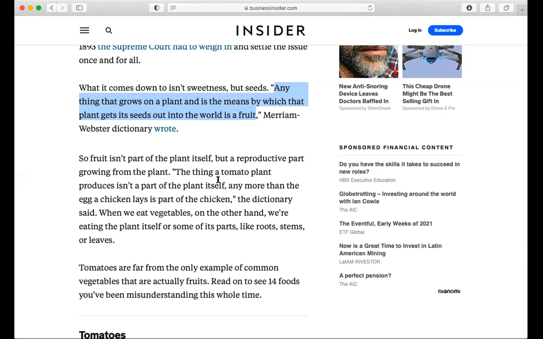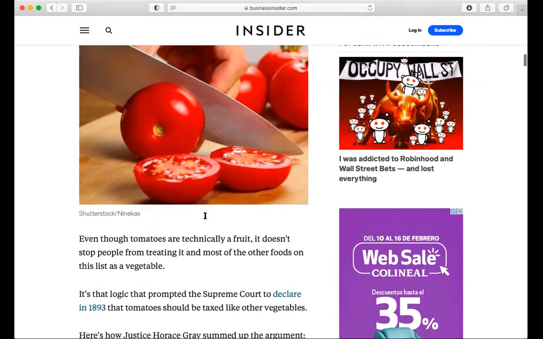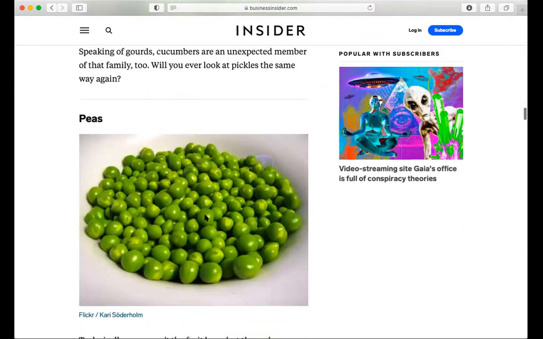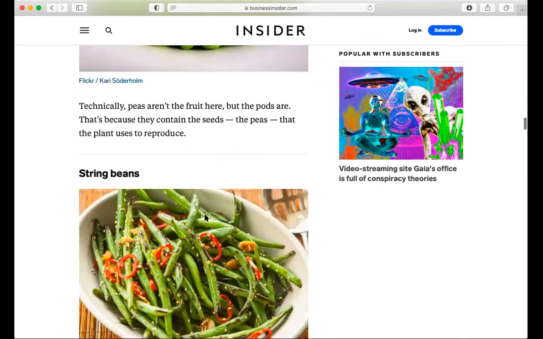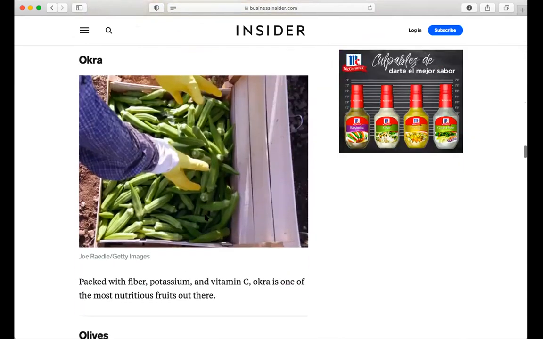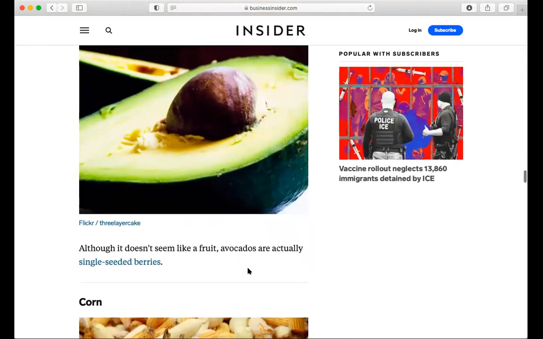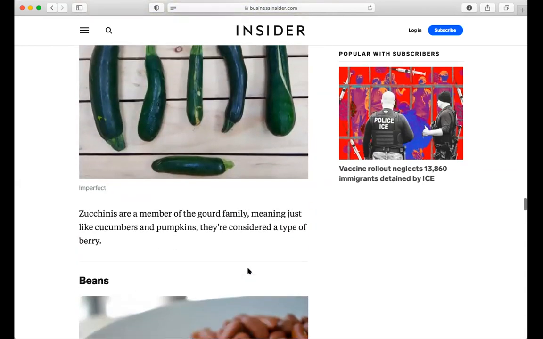Anything that grows on a plant and is the means by which that plant gets its seeds out into the world is a fruit. So the fruit isn't part of the plant itself, but actually a reproductive part growing from the plant. So tomatoes are fruits, peppers are fruits, pumpkins are fruits, cucumbers. Peas aren't the fruit here, but the pods that carry the peas are. String beans, eggplant, okra, olives, avocados. It doesn't seem like a fruit, but avocados are actually single-seeded berries. And you can work your way through this list.